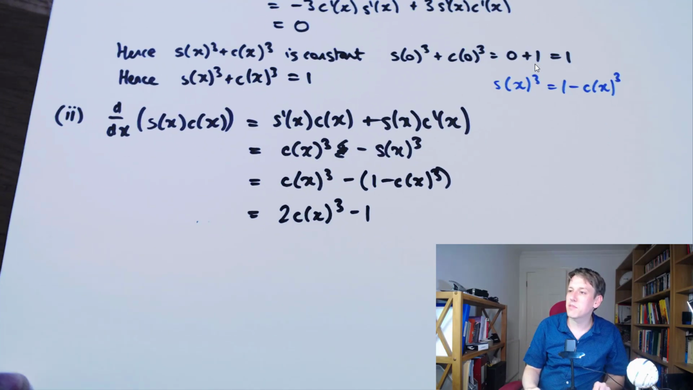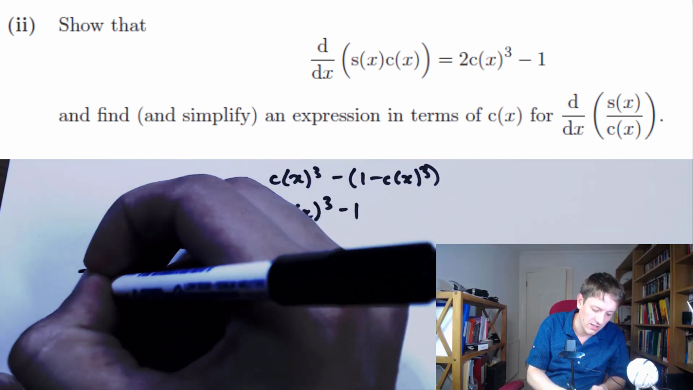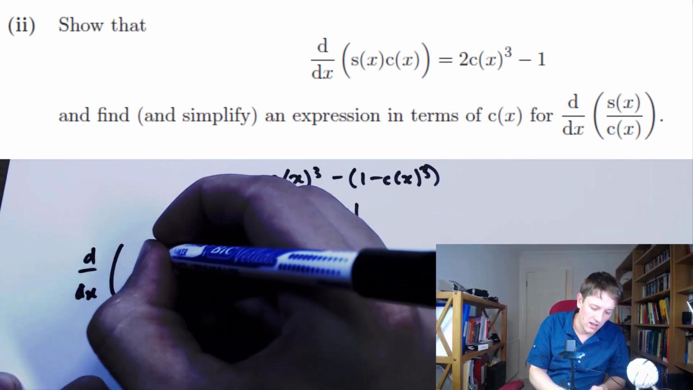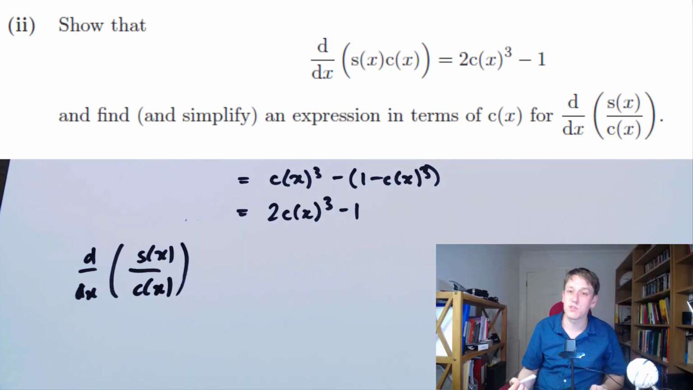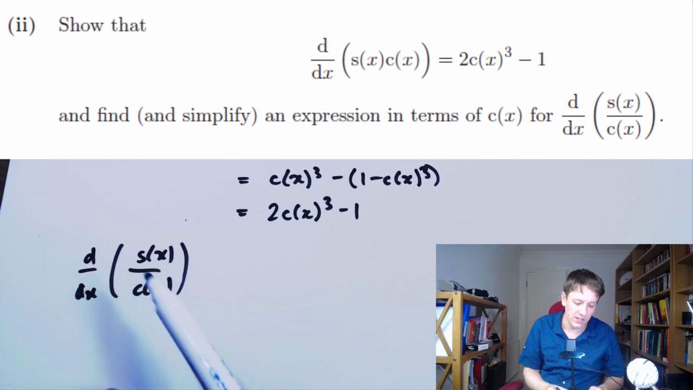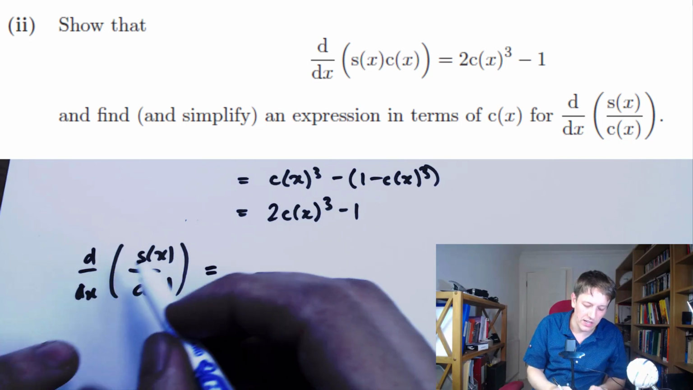And then it says do the same thing for the quotient, so it wants us to look at d by dx of s of x over c of x. Again, this is a bit like when you do the proof of how to differentiate tan, and that you get sec squared, right? So I'm doing sine over cosine, so the algebra is going to work out in a similar way here.